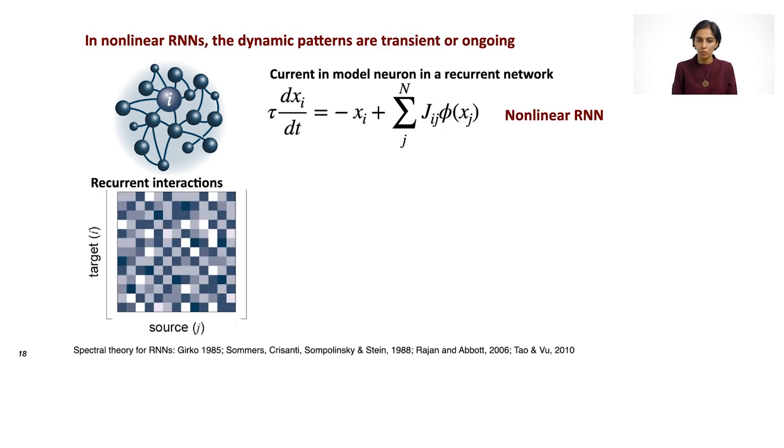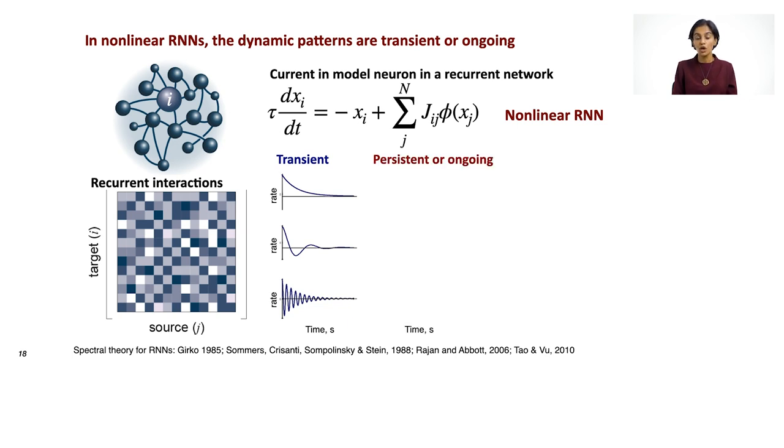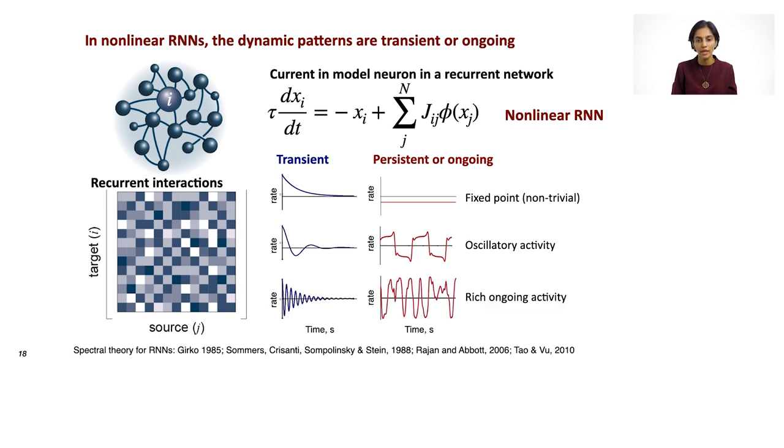So in nonlinear recurrent neural network models, which is where we are, note that we've written down the phi of xj in the right-hand side of this equation. Activity patterns are either transient or ongoing. And transient activity patterns behave exactly like they did in the linear case, in that I'm showing you three different firing rates from neurons in this particular network, and they decay to zero or go to the trivial fixed point at long term, except they can wiggle on the way to going towards a trivial fixed point, or they can be persistent or ongoing. What that means is that they can go to a fixed value of the firing rate, which is called a fixed point. And in this case, it's a non-trivial fixed point because it's at a non-zero value. Or they can oscillate and be ongoing all the time. Or they can have rich ongoing spontaneous activity that is also internally generated. So in nonlinear recurrent neural network models, the dynamical patterns, rather than being trivial or exploding, become transient or ongoing.